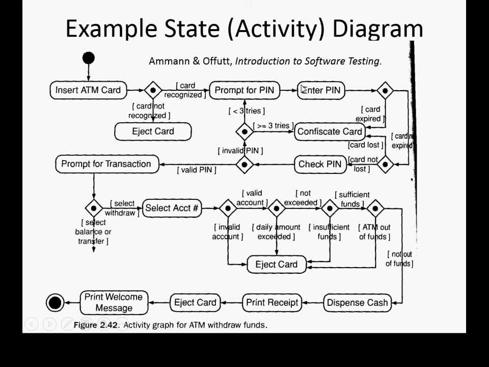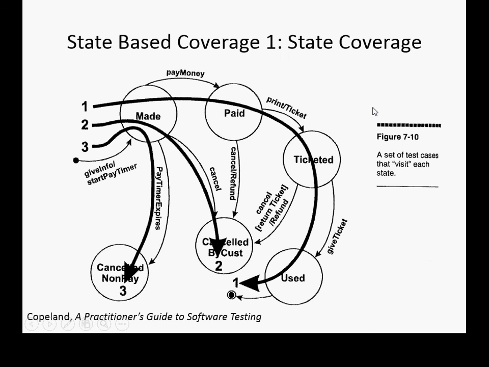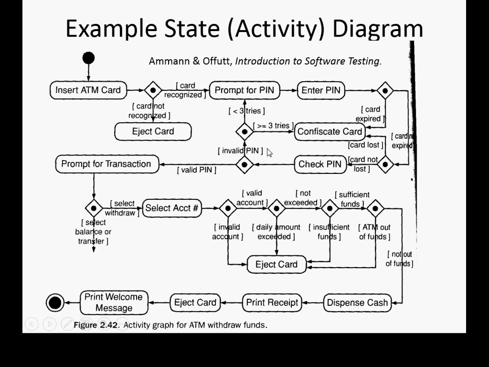From here, I go down here, it's been 1 try, 2 tries, 3 tries, boom, I go to here. Okay, that's an abstract path. That's the path I want to take. Now, how am I going to do it? Tell me what to do.